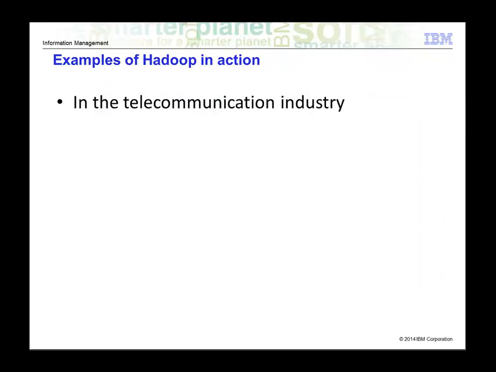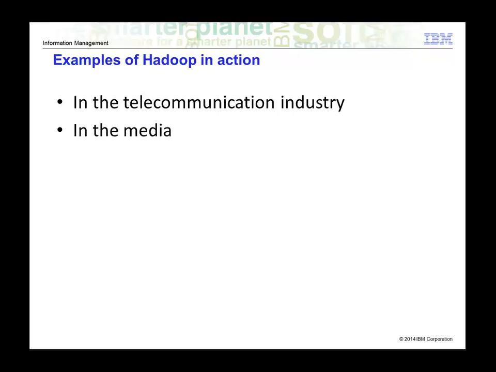In the telecommunication industry, we have China Mobile, a company that built a Hadoop cluster to perform data mining on call data records. China Mobile was producing 5 to 8 terabytes of these records daily. By using a Hadoop-based system, they were able to process 10 times as much data as when using their old system, and at 1/5 of the cost.